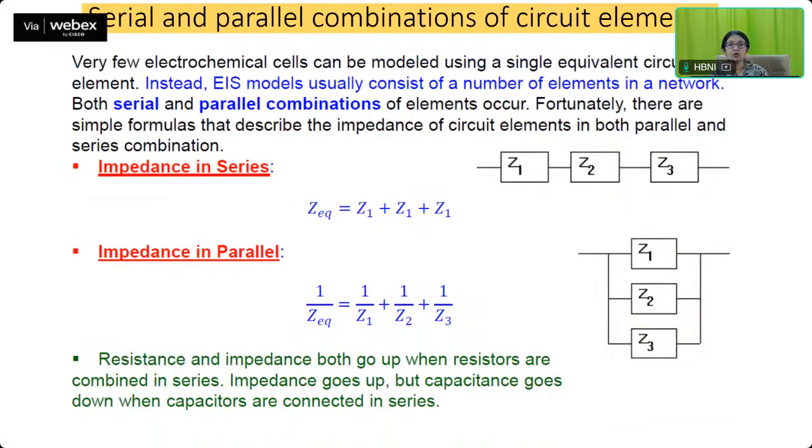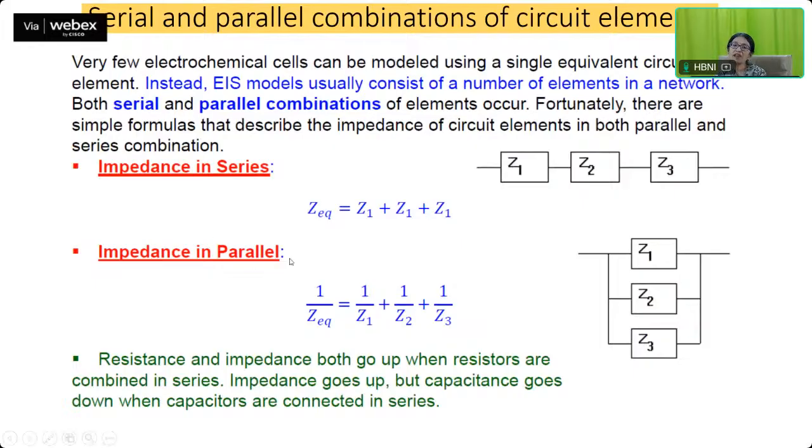So now let's look into it. Very few of these electrochemical cells can be modeled using a single equivalent circuit. Instead, these EIS models usually consist of a number of elements in a network. So both series and parallel combinations of these elements occur. There are simple formulas. If you have impedances in series like Z1, Z2, Z3, this is how the equivalent impedance is going to be. It is just going to be a simple addition of these impedances in series.